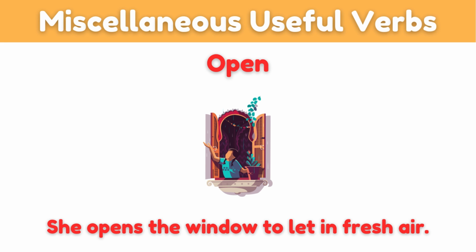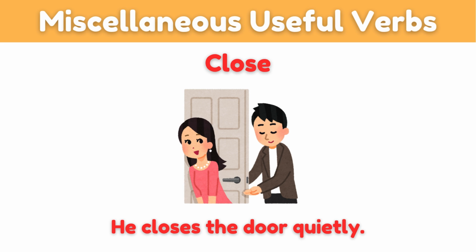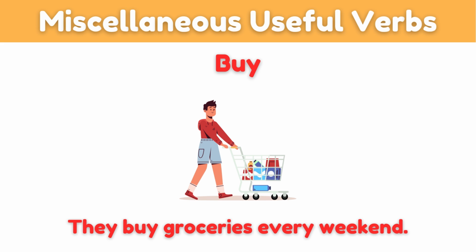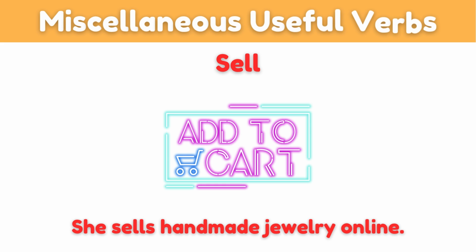Open. She opens the window to let in fresh air. Close. He closes the door quietly. Buy. They buy groceries every weekend. Sell. She sells handmade jewelry online.